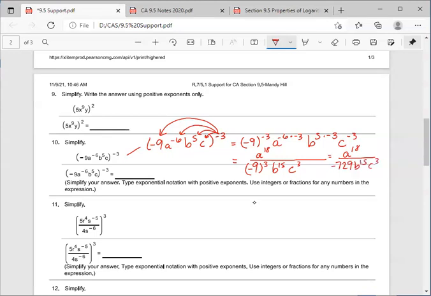I would probably stick that negative out in front of this whole thing. I wouldn't put it on the bottom. So when I write my answer, I'd say negative 729, b to the 15th, c to the third, a to the 18th.